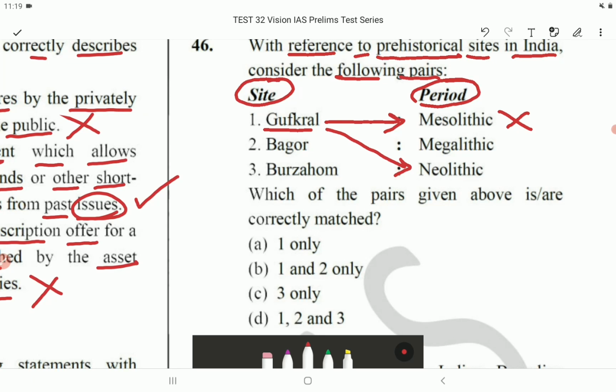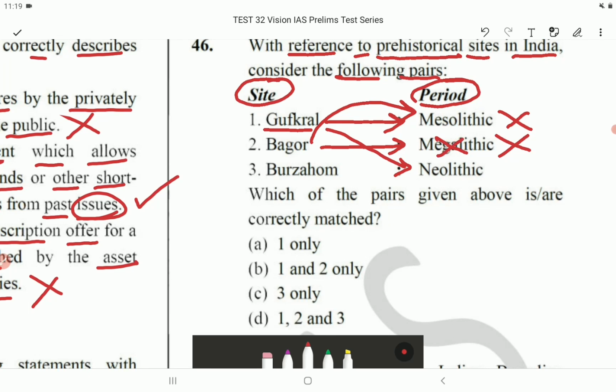Number 2 we have Bagor and it's paired with Megalithic. This is incorrect. So Bagor, which is located to the west of the town named Bhilwara, which is there in Rajasthan. It is the largest Mesolithic site discovered in India. So it is Mesolithic site and not megalithic site. So number 2 is also incorrect.